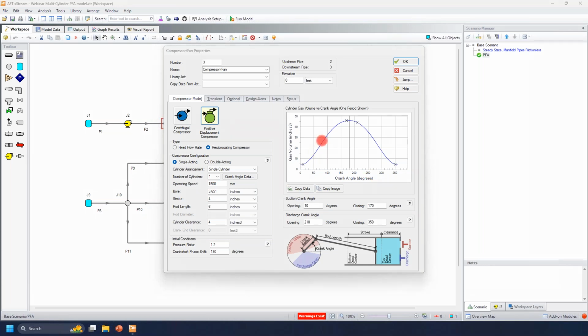And then here you'll see this line shows the phase shift of 180 degrees. And then the bore here has been dropped to 3.651 inches. Other than that, it is the same as the first cylinder in series. Looking at the third cylinder in series, there's no crankshaft phase shift, but the bore has been reduced to 3.33 inches.